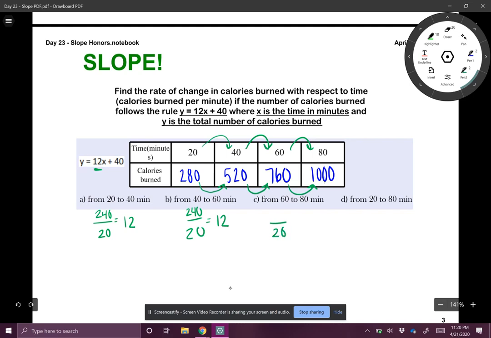From 60 to 80 minutes, our change for x's, 60 to 80, is a change of 20. And for our y's, it's a change of 240. 240 divided by 20 is 12. And then our last rate of change we're going to be looking at is from 20 to 80.